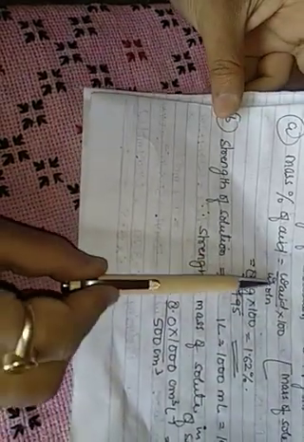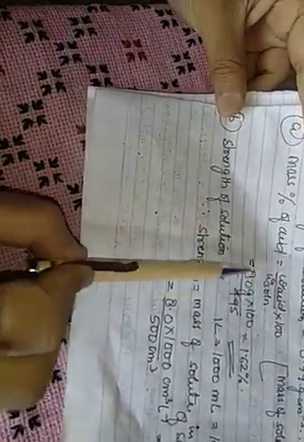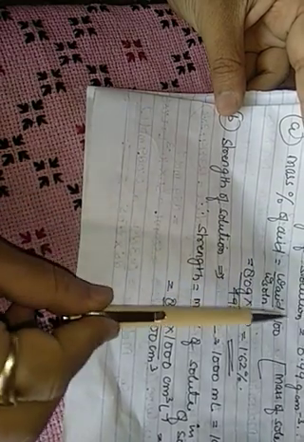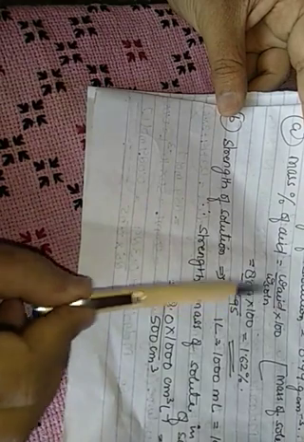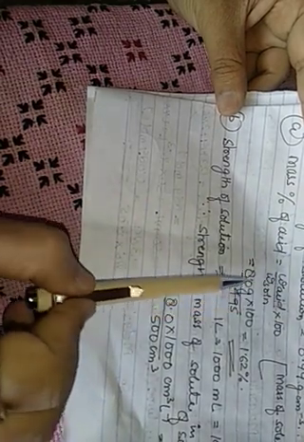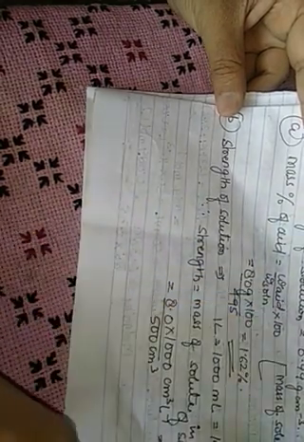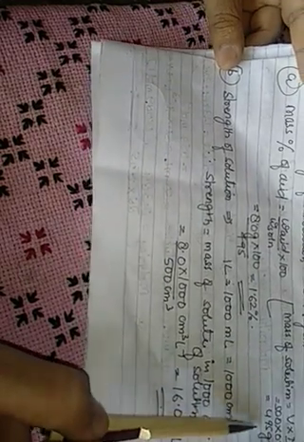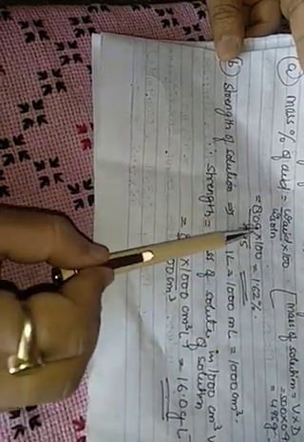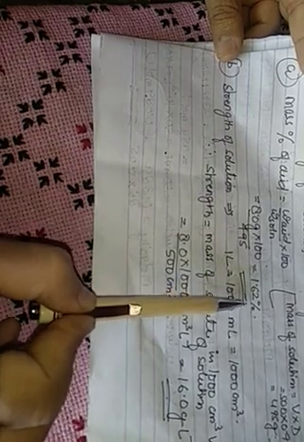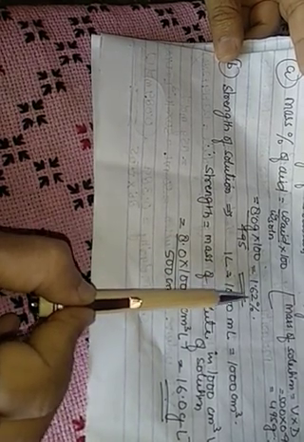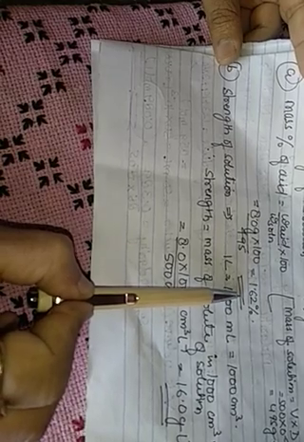Now we will put this in the formula: 8.0 gram into 100 upon 495. 8.0 gram is the weight of the acid, that is given, and the weight of the solution we have calculated is 495 gram. So this will be 8.0 gram into 100 upon 495. The answer is 1.62 percentage. Alright, so we have calculated the mass percent of the acid.